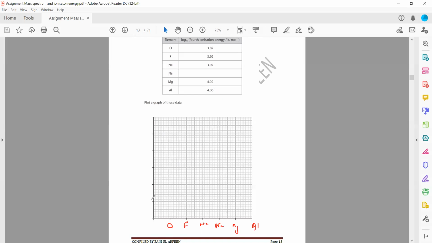And for the y-axis, we can select a scale because the minimum value is 3.87. So we can start from 3.8, then this will be 3.9, or we can extend our scale, 10 boxes equal to, so this will be 3.9, this will be 4.0, and here it will be 4.1. For oxygen it is 3.87. Because two boxes are equal to 0.01, this will be 3.85, 86, and 87 will be 4 boxes. Fluorine is 3.92, so after 3.9, 3.91 will be 2 boxes, and then 3.92 will be 4 boxes.